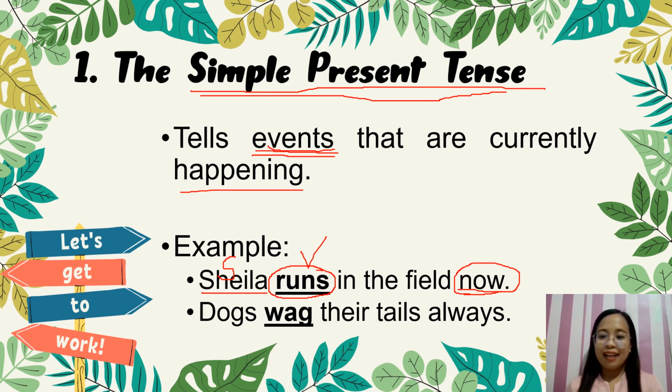Dogs wag their tails always. Let's look at the sentence. Which is the subject? That's great. Dogs are the subject. How about the verb? Yes, the verb is wag. And what is the time expression in the sentence? Very good. The word always. So, palagi. When you see the word always, it's a hint or a clue that the sentence is in the simple present tense. You understand now? Good job.